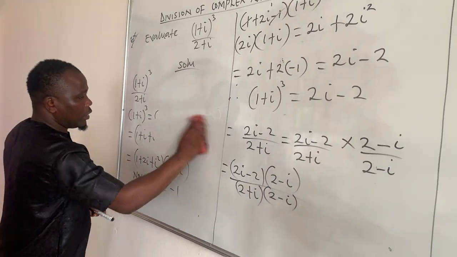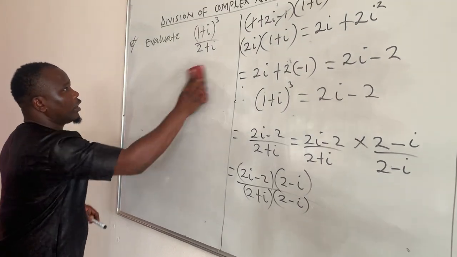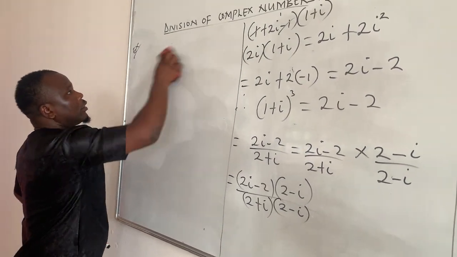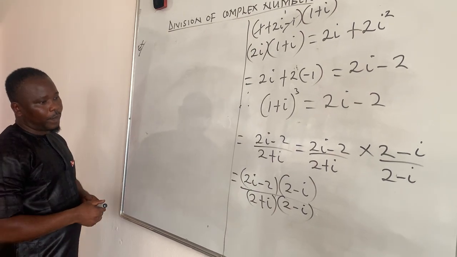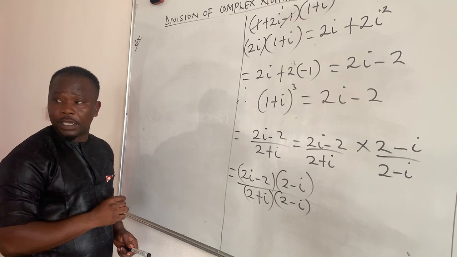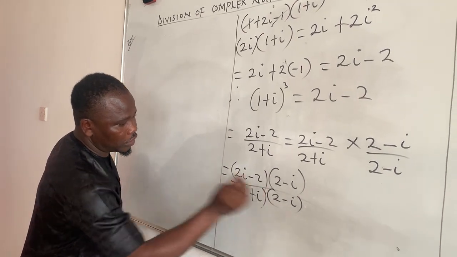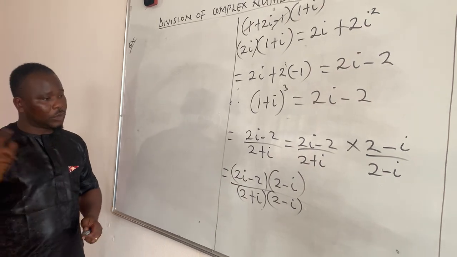both the top and bottom out. We'll use this bracket to multiply these brackets, and use the denominator bracket to multiply out this bracket. That is what we want to look at.